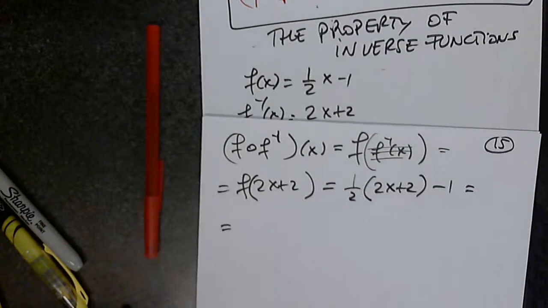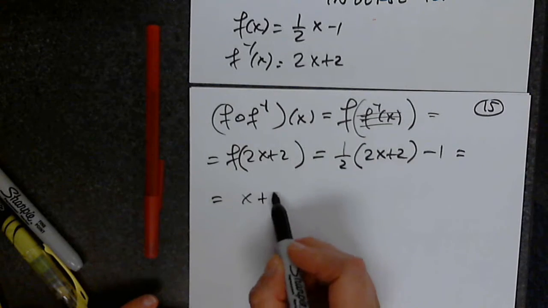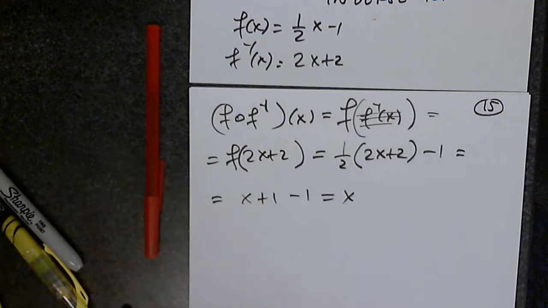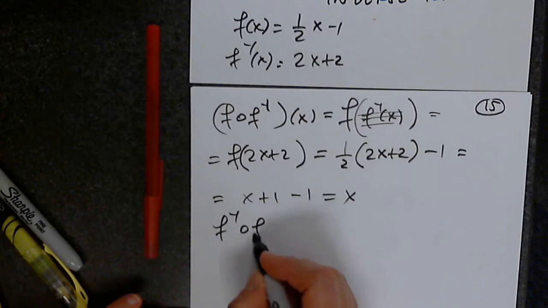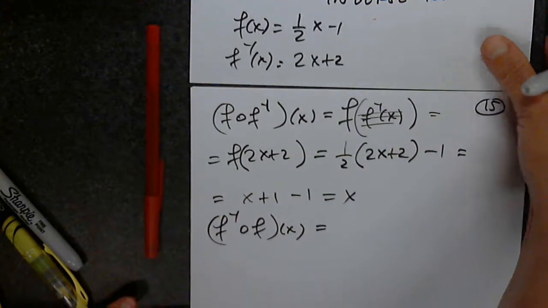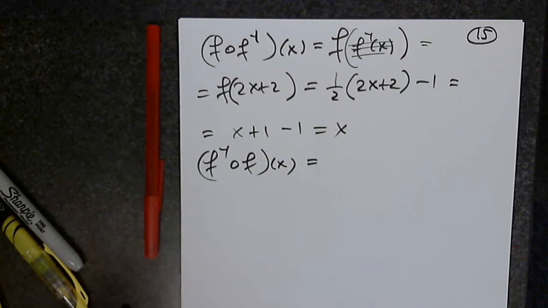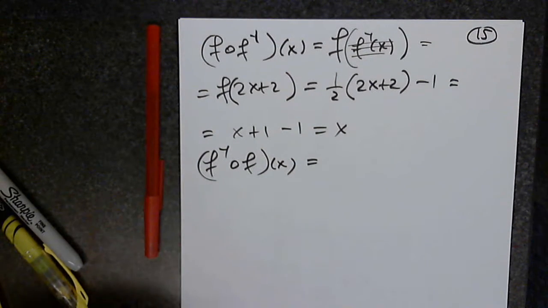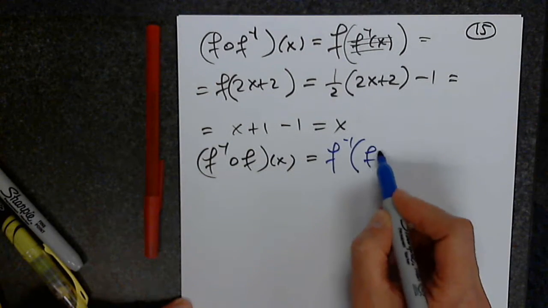So now let's distribute 1/2 inside parentheses. x plus 1. Very good. And how much is x plus 1 minus 1? Exactly what we wanted, right? Now let's determine the other one. f inverse comp f of x. How do I write this and what does it mean? And how do I determine it? Oh, f inverse of f of x.